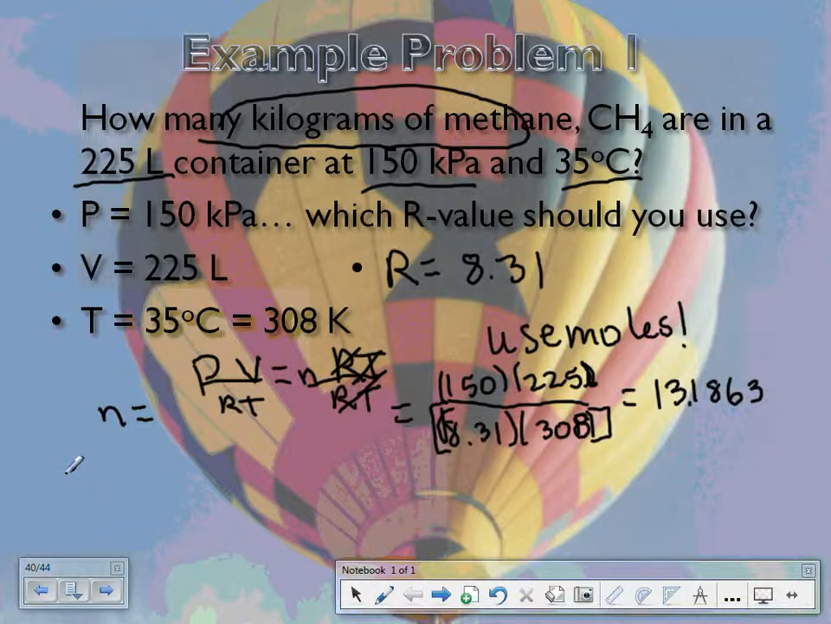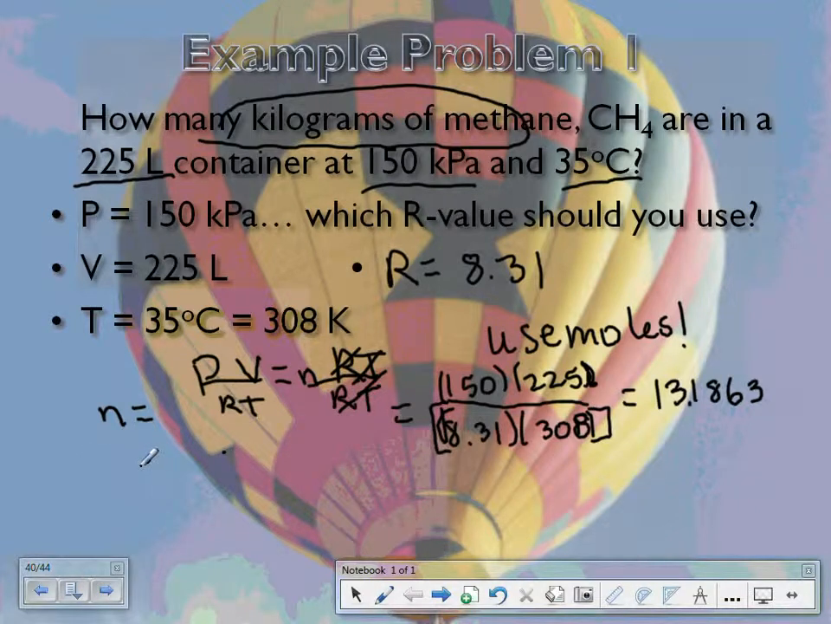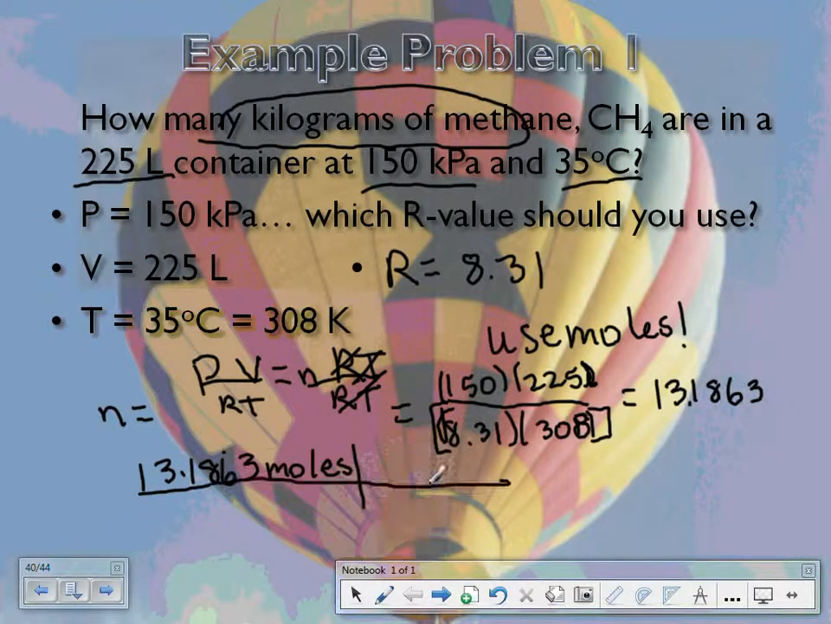So now we have to get to the mass. We're going to do a t-table. Just keep that number that's in your calculator, 13.1863. We're going to change moles of methane to kilograms of methane. I know how to change moles to grams. So let's real quick add up the molar mass of methane, which is CH4. Let's do this in your head because you're so good. 12 is for carbon, and each hydrogen is worth 1. So the mass would be 16 grams per mole. You're good, Lindley.